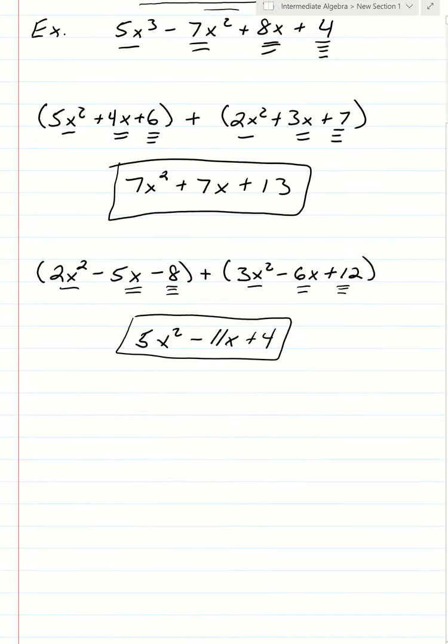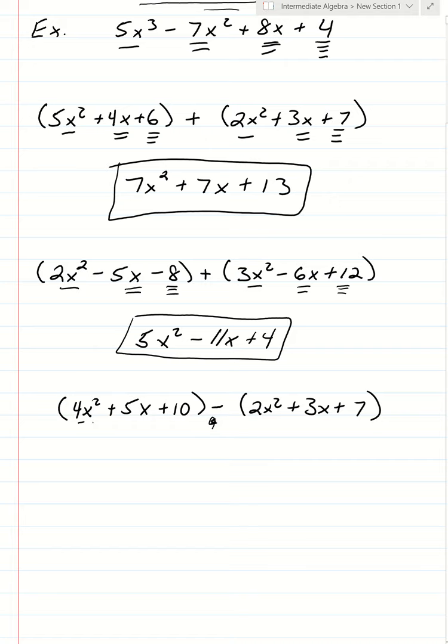For example, let's say we had the polynomial of 4x squared plus 5x plus 10. And now I'm going to subtract another polynomial of 2x squared plus 3x plus 7. Now we're going to still combine these, but we're going to combine them with the operation, of course, of subtraction. That's what you have to be careful of there.